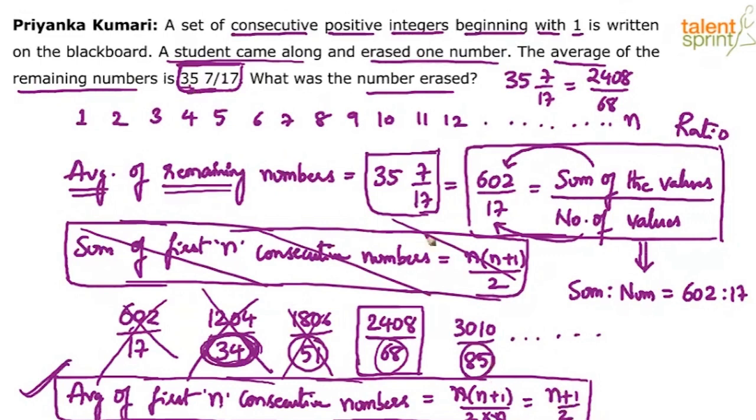43.5. And this is too far from 43.5, right? Just by removing one of the numbers, will the average change by so much? No. So this also will be out of range. So the only number that seems to be in range is 68.